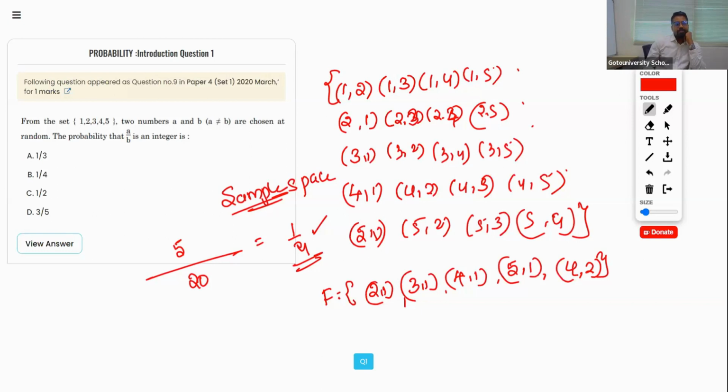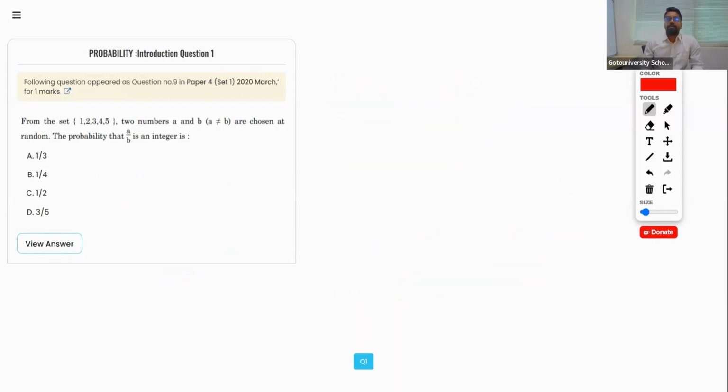What is the option? Option B, (1, 1/4). Is that clear to you? Yes or no? Yes. Let me give another example.